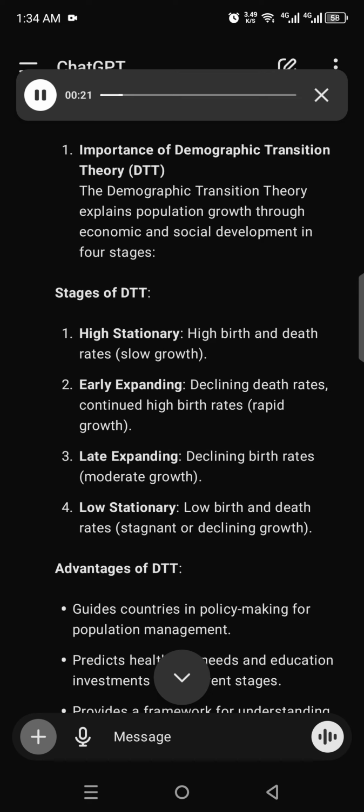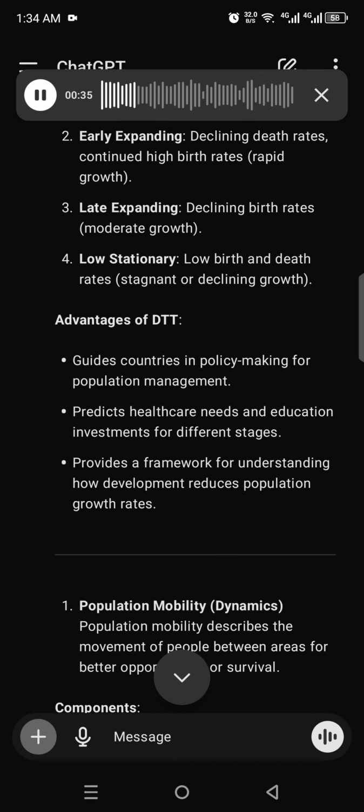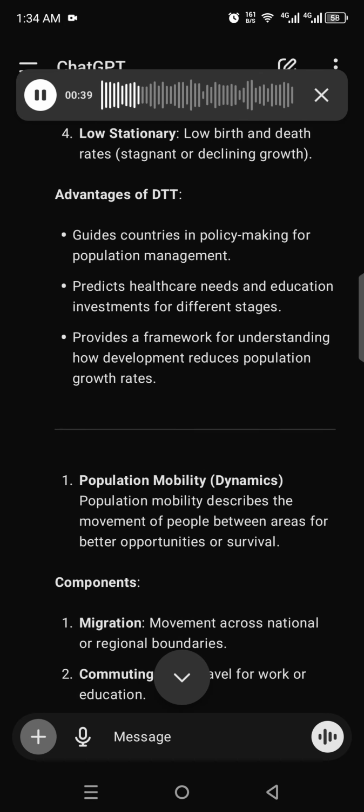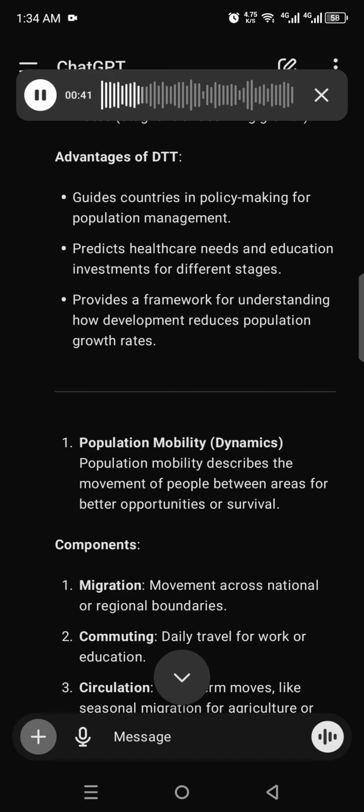2. Early expanding, declining death rates, continued high birth rates, rapid growth. 3. Late expanding, declining birth rates, moderate growth. 4. Low stationary, low birth and death rates, stagnant or declining growth. Advantages of DTT. Guides countries in policymaking for population management. Predicts healthcare needs and education investments for different stages. Provides a framework for understanding how development reduces population growth rates.